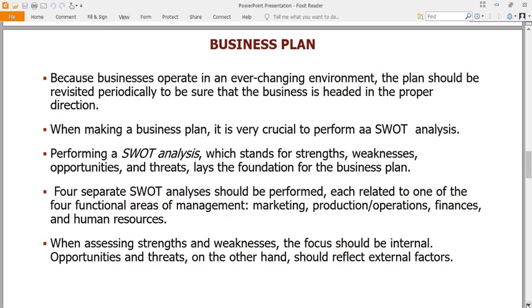Then opportunities, out there, what are your opportunities? What do you think are the weaknesses of other competitors, of other people in the same industry? Then threats, what do you fear in the market? So that is basically a SWOT analysis. Therefore, when making a business plan, there should be that component as well.